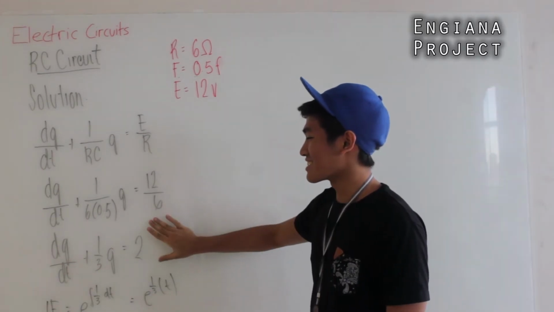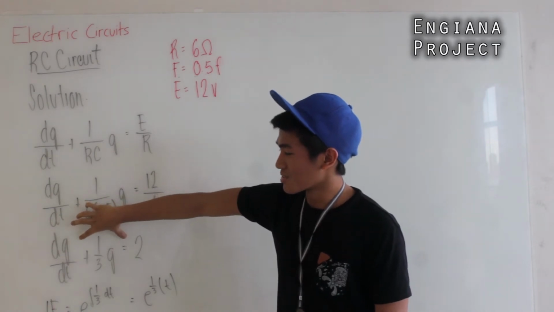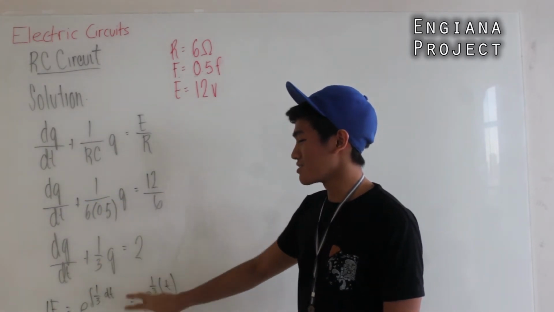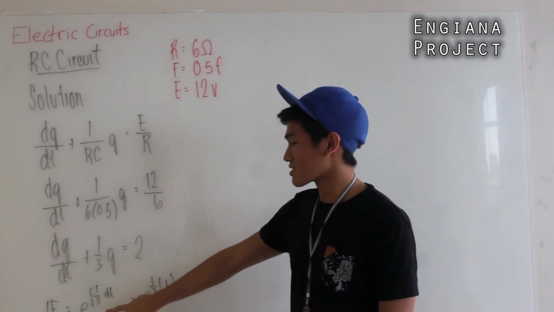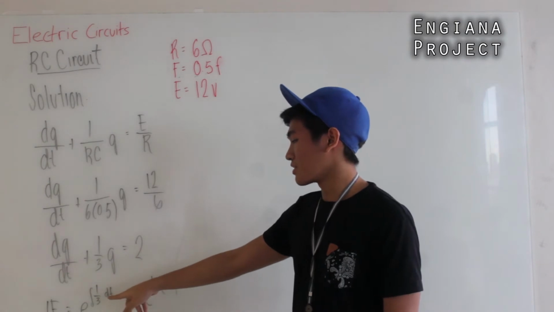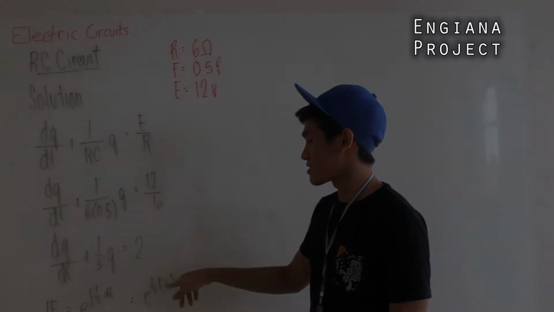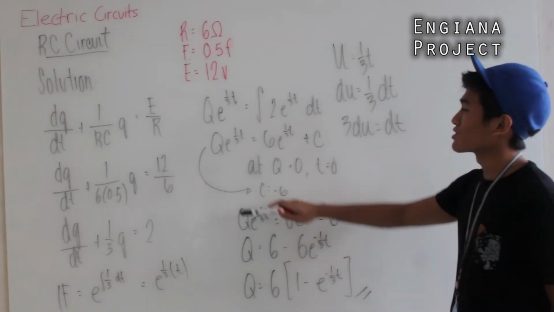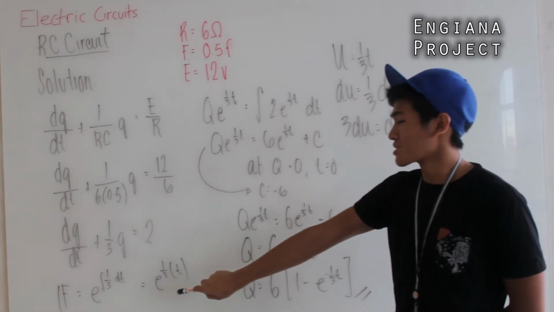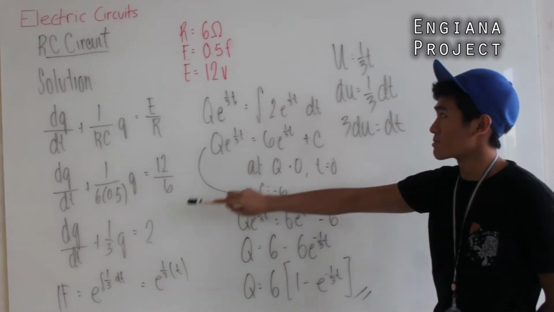You can see this is a linear differential equation. For this kind of pattern, use the integrating factor, which is e raised to the integral of the coefficient of Q dt, and then you get e raised to 1/3 t. To continue the solution, we have Q times IF, which is the one we got a while ago, equals the integral of 2 times IF dt.